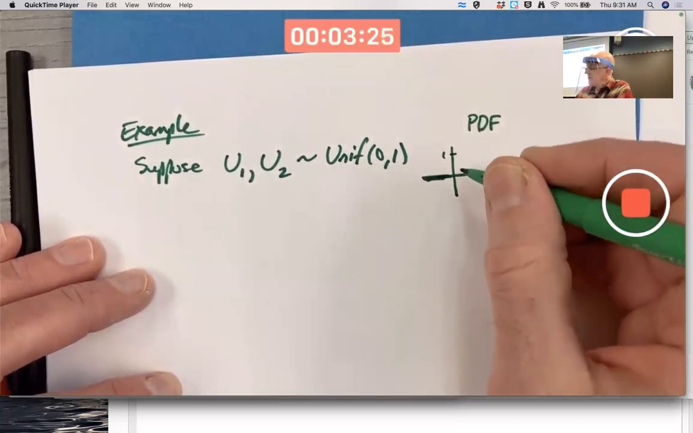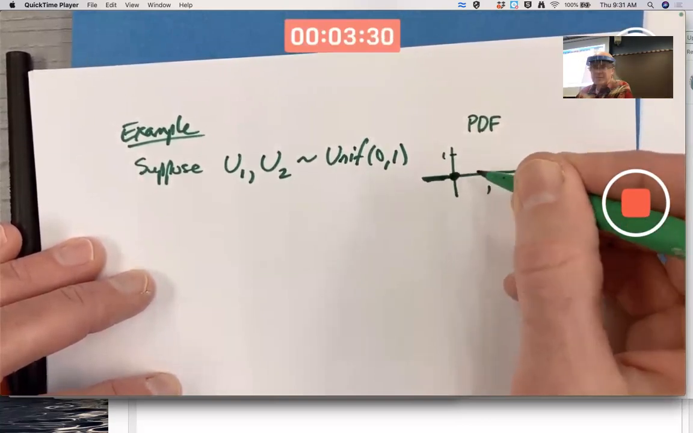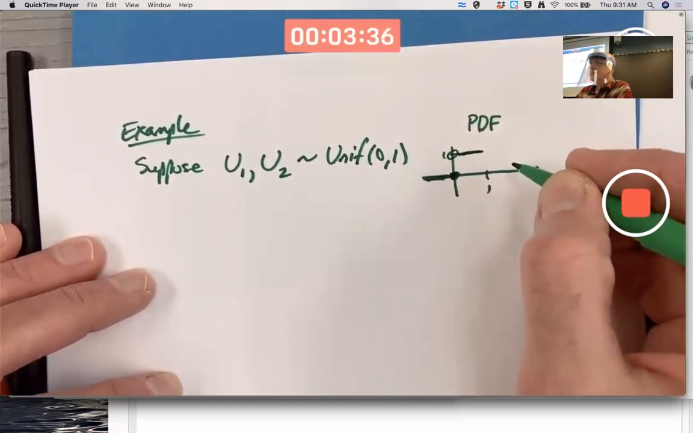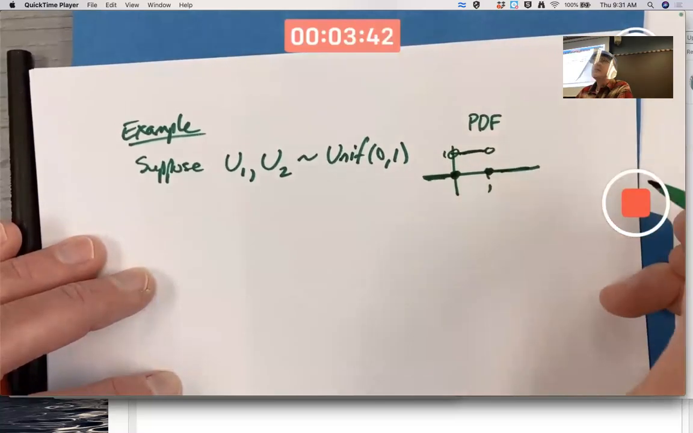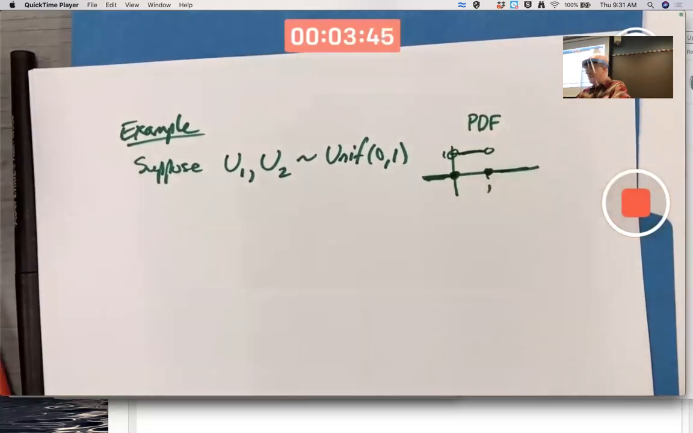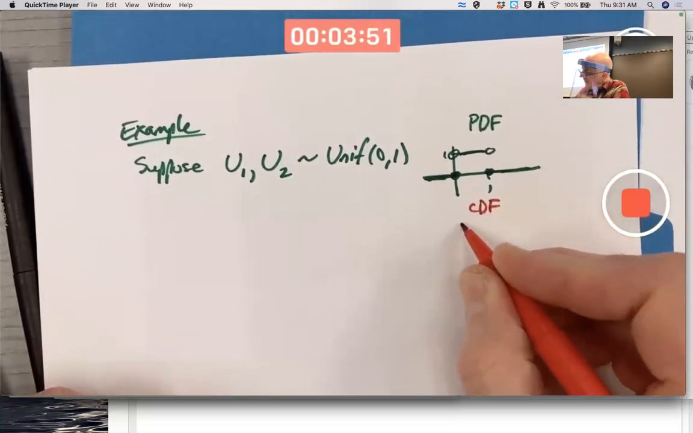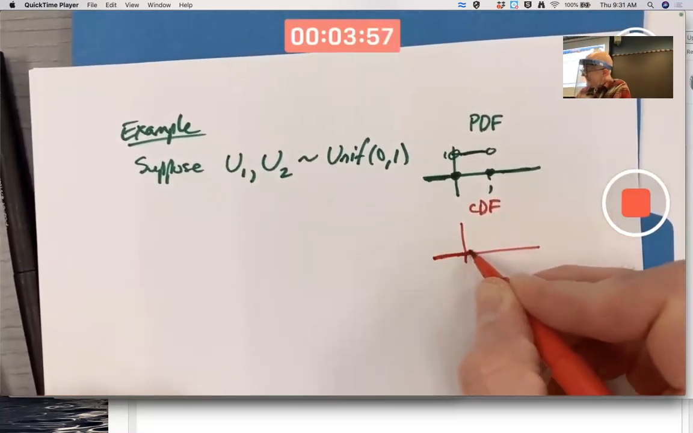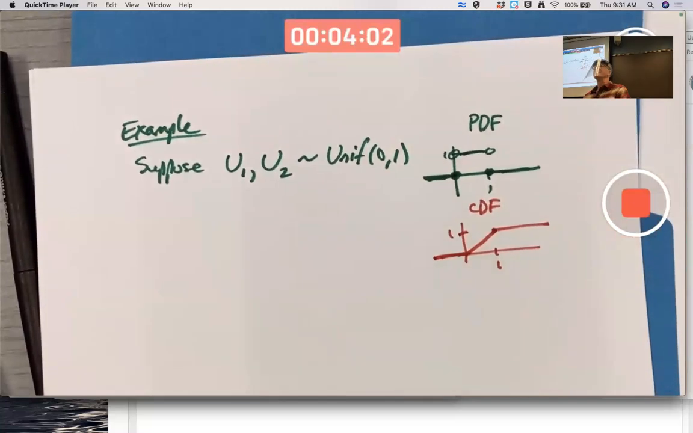And again, it doesn't matter where you put the open circle. I think it's actually most traditional to put the closed circle there and the open circle there. In other words, to say the value equals 1 when x is strictly between 0 and 1, but it doesn't matter, right? Because it's continuous. So there's the PDF. And the CDF is the integral of the PDF. And it's going to look like this.